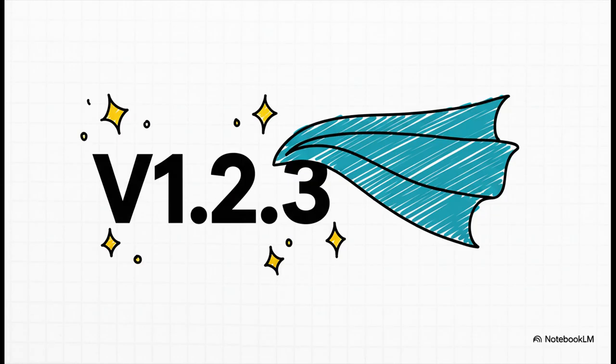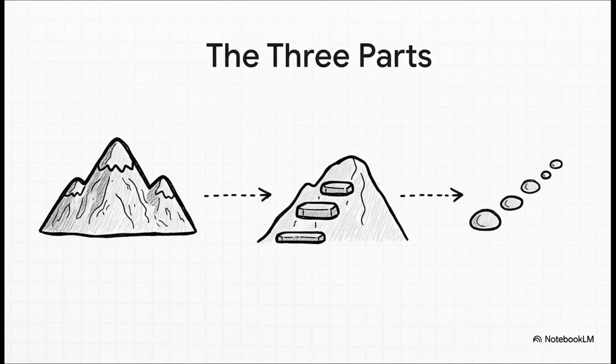Let's break down how. The whole system is built on these 3 parts. The first number, that's for your major revisions. You know, the big fundamental changes. The second number is for minor revisions. Think of these as significant steps forward. And that third number, that tracks the small incremental changes, all those little edits you make along the way.